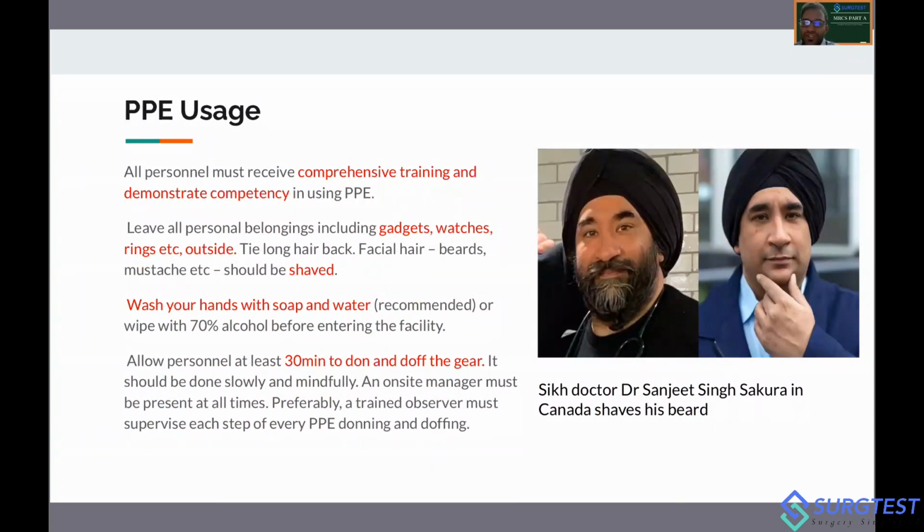PPE usage. All personnel must receive comprehensive training and demonstrate competency in using PPE. Leave all personal belongings, gadgets, watches, rings outside. Facial hair, beard, mustache should be shaved.